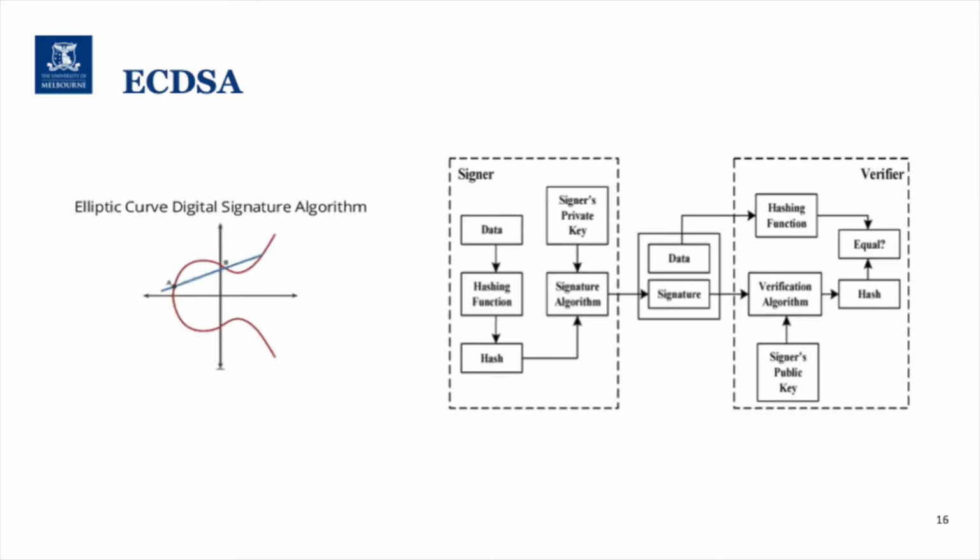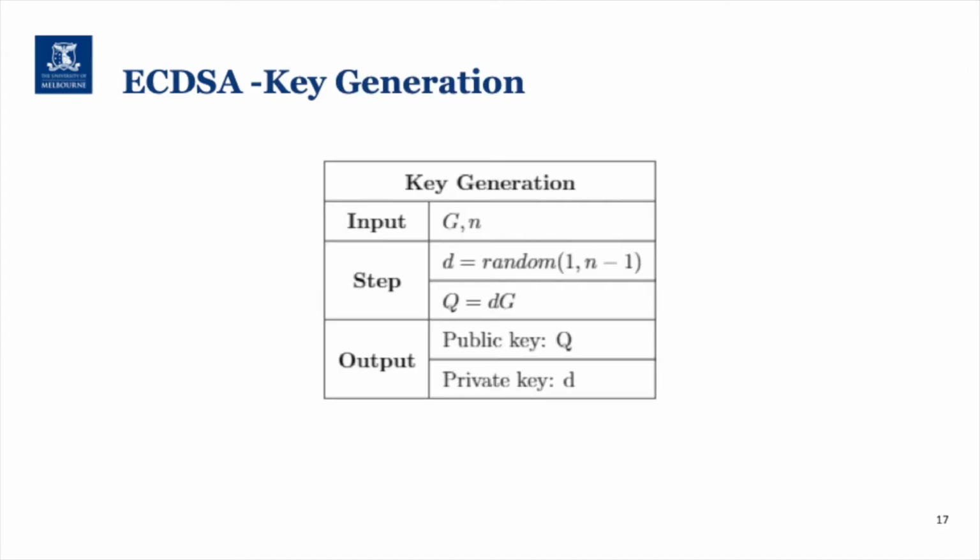The elliptic curve digital signature algorithm (ECDSA) is a variant of DSA, which makes use of elliptic curve cryptography. It is based on the difficulty of computing the elliptic curve discrete logarithm problem. Besides the key generation, the whole process of ECDSA is almost the same as the DSA. For the ECDSA key generation part, the inputs are G and N, where G is a base point of prime number N on the curve.